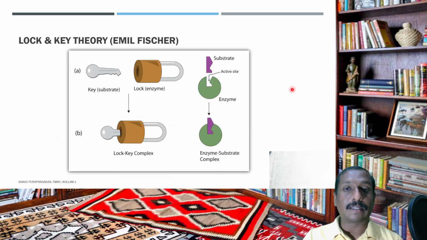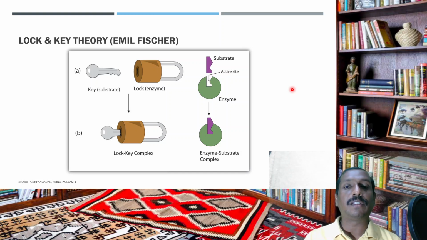Then there are some theories which explain this mode of enzyme action. In the mode of enzyme action, enzymes are coming, substrates are coming, and substrates bind with the active site of the enzyme. The enzymes will lower the energy of activation, catalyzing the biochemical reaction, so that the substrates react with each other, forming the enzyme product complex, and finally they are separated. The enzymes are released and the products also are released. This is simply the mode of enzyme action, or Michaelis-Menten's concept of enzyme action.